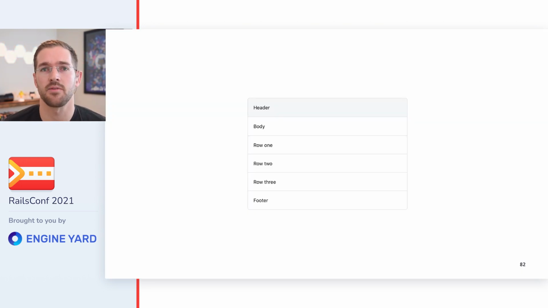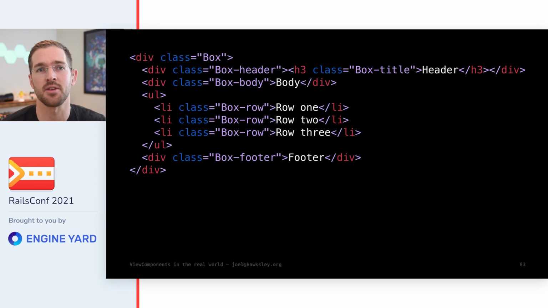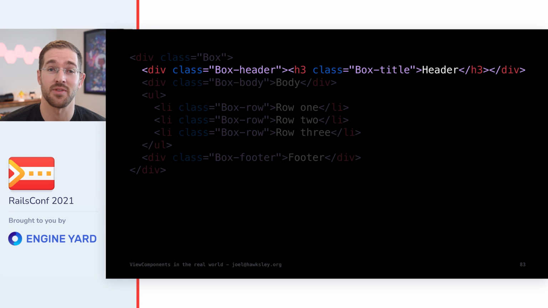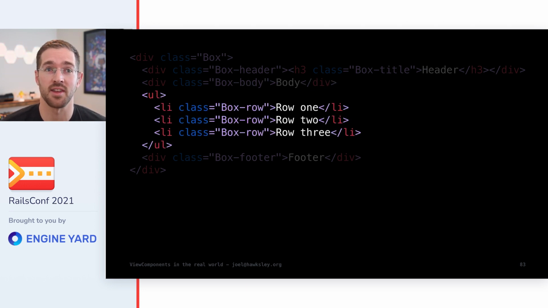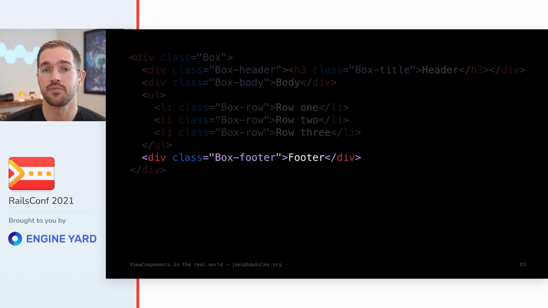This is the box component from the Primer design system. It has a header, a body, multiple rows, and a footer. And here's the HTML you use to build it. We have a header. It actually also has a specific class you put on a title if it's inside the header. We have a body. We have multiple rows expressed as an unordered list with li elements with a very specific class on them. And then we have a footer. So let's rewrite this as a view component.